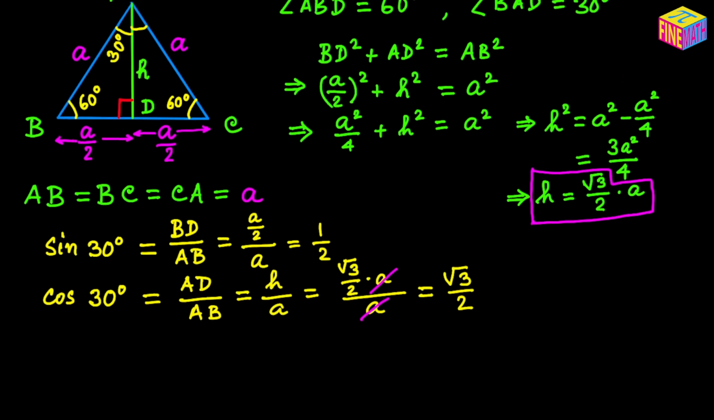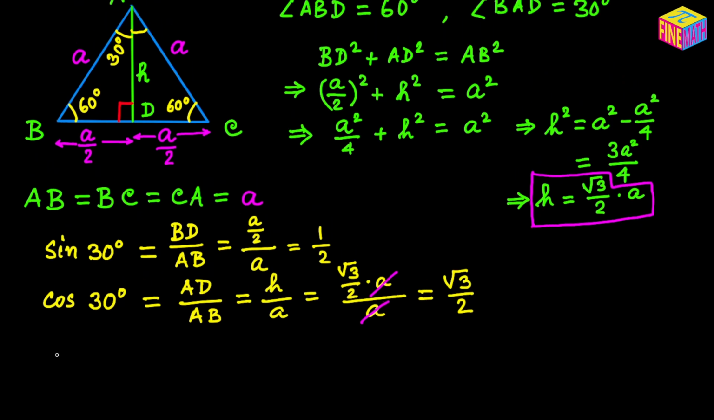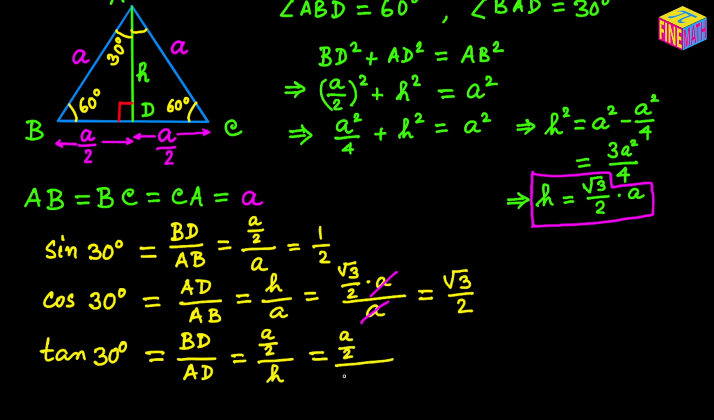So from the triangle we can say, tan 30 degree would be equal to, for a 30 degree angle, opposite side divided by adjacent side. So opposite side is BD, and adjacent side is AD. Now here you see BD is actually A by 2, and AD is the H. So that will be A by 2 whole divided by square root of 3 by 2 times A.